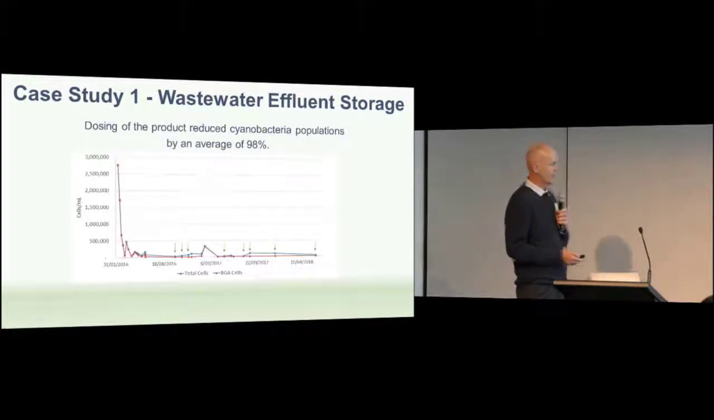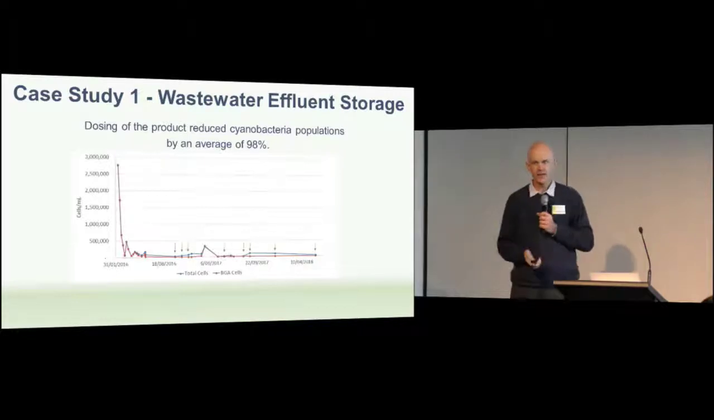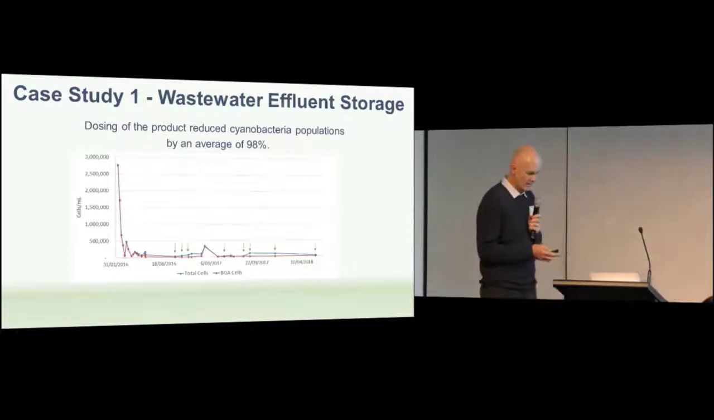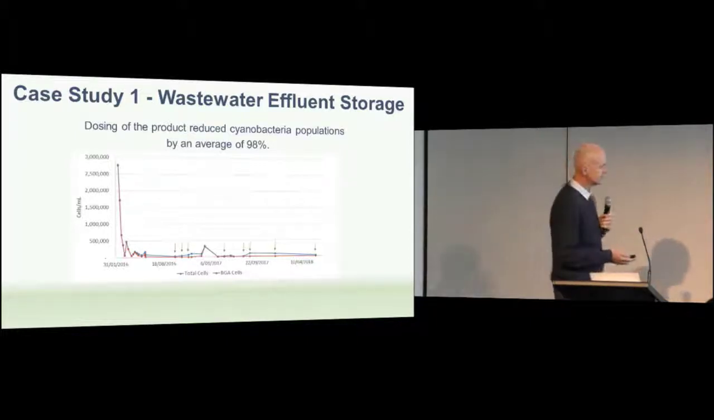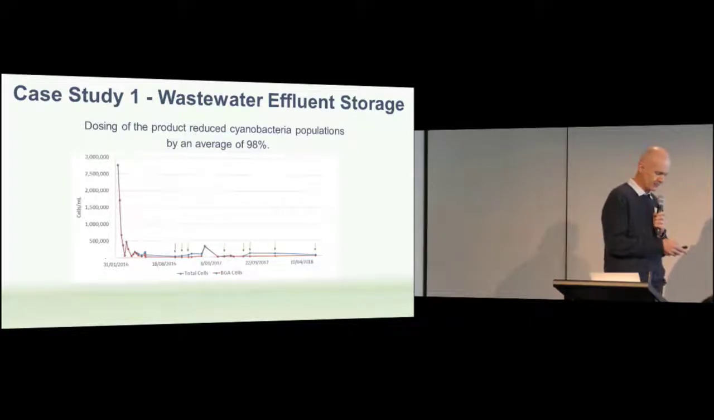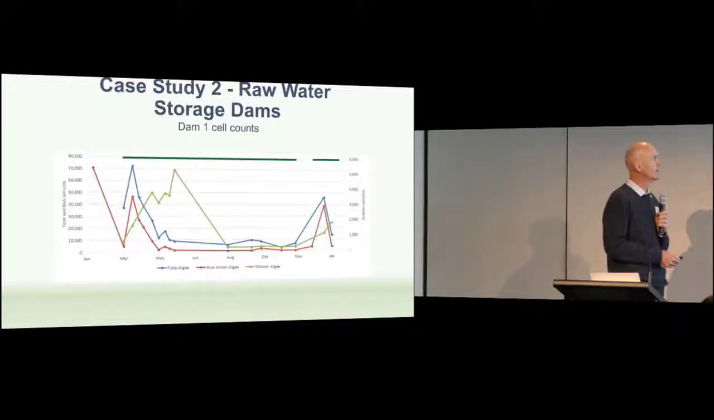Those points where the arrows are all samples where there was a 0 blue-green algae cell count, which in a treated effluent site is quite astounding, to me at least, because we haven't seen that before, but this site has performed very well.